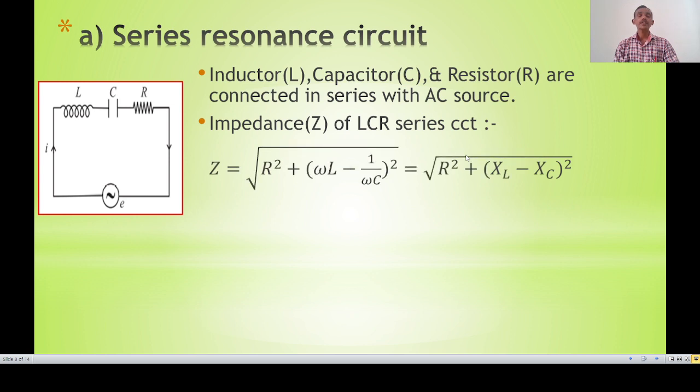Z is equal to the square root of R squared plus (omega L minus 1 upon omega C) squared, where omega L is the inductive reactance and 1 upon omega C, that is XC, is the capacitive reactance. This capacitive reactance or inductive reactance depends on the frequency of the AC source. So we can say that Z is equal to the square root of R squared plus (XL minus XC) squared.